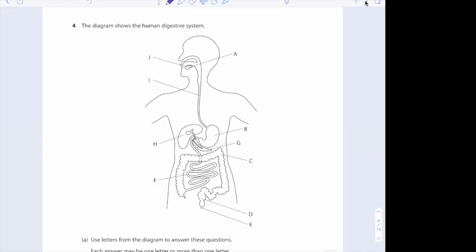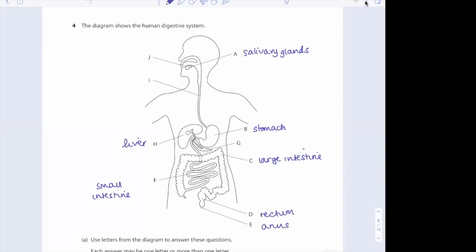Okay, so let's whiz through these. A is the salivary gland. B is the stomach. C is the large intestine. D is the rectum. E is the anus. F is the small intestine. H is the liver. I is the esophagus. And J is the mouth.